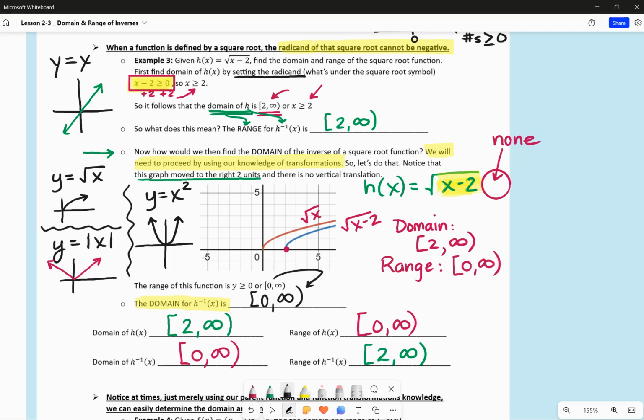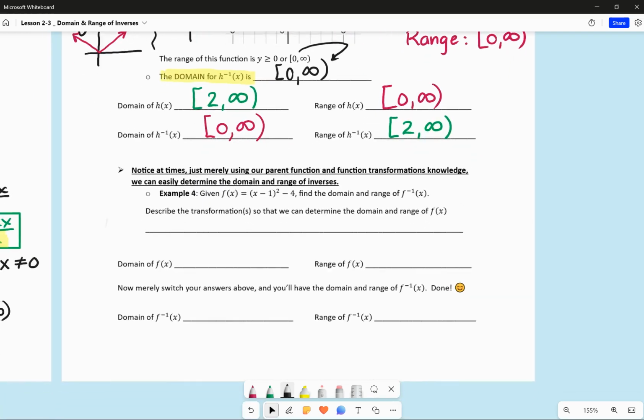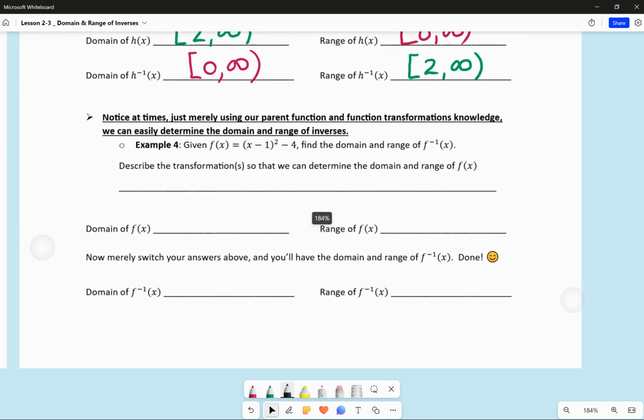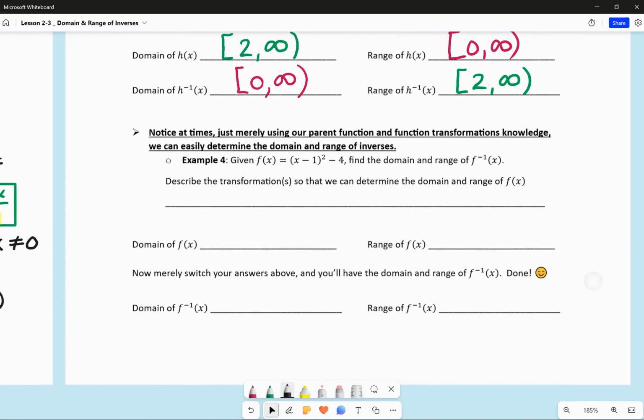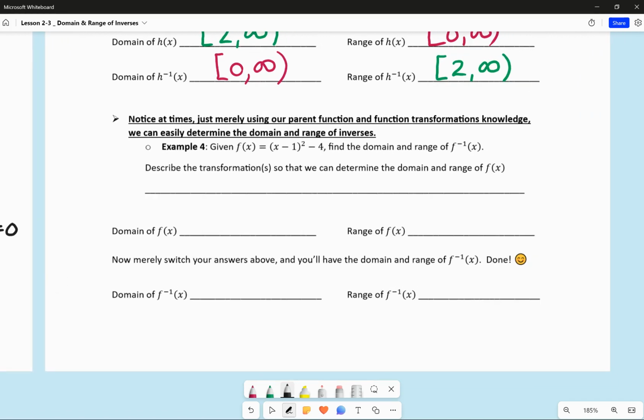Okay, last section. Let's move up a little bit more. We're almost done. So in the last section, again, reiterating that all you need to know is your parent function to be able to do sometimes these problems. And here is an example where you can just do parent function all the way. All right. So here we go.